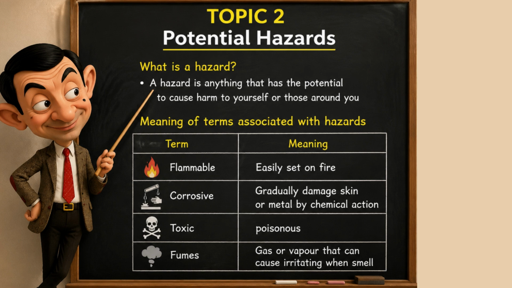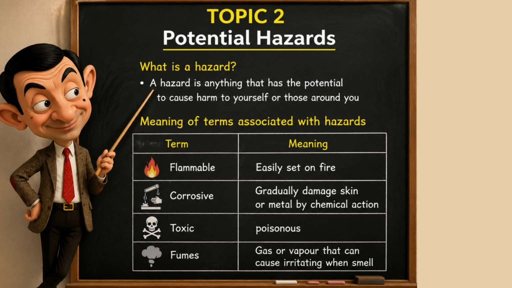2. Corrosive. Meaning, a corrosive substance is a chemical that can gradually damage or destroy skin, eyes, metals, and other materials through chemical action. Examples in mobile phone repair: strong cleaning chemicals, battery acid from damaged batteries. Safety precautions: wear protective gloves and safety goggles. Avoid direct contact with the skin and eyes. Store corrosive substances in labeled containers. Wash immediately with plenty of water if accidental contact occurs.